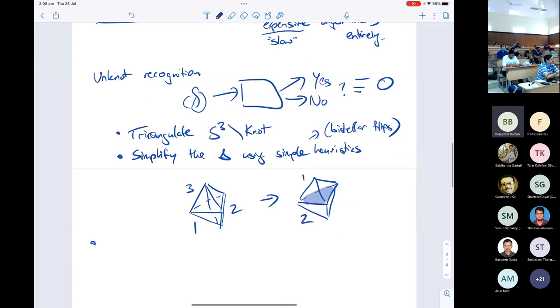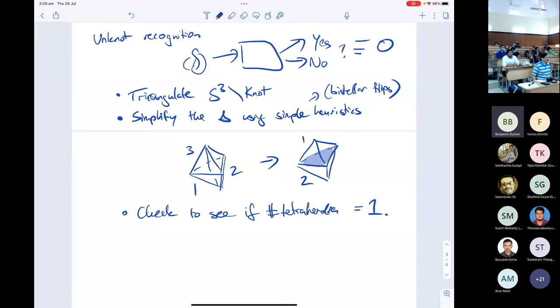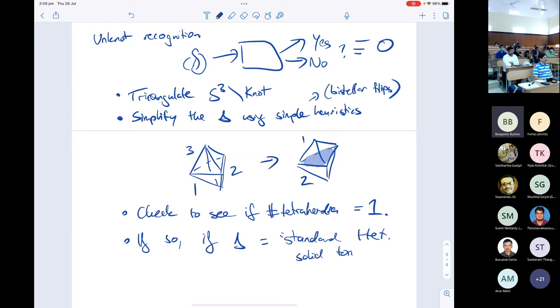And then what do you do? You check to see if the number of tetrahedra in your triangulation is one. If you live in the world of simplicial complexes, of course it won't be one, but we use much tighter definitions of triangulations. So you can actually get it down to a single tetrahedron a lot of the time. I will talk a bit about this shortly. So you see if your simplification got it all the way down to one tetrahedron, and if so, and if the triangulation is the standard one tetrahedron solid torus, that is the one tetrahedron unknot complement, then you say yes.